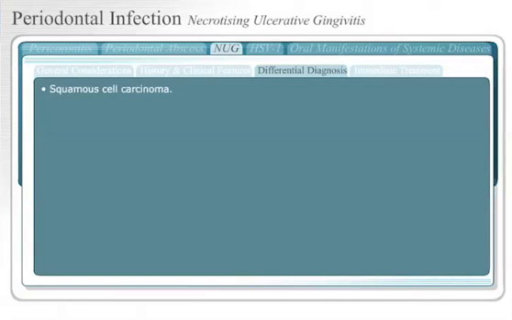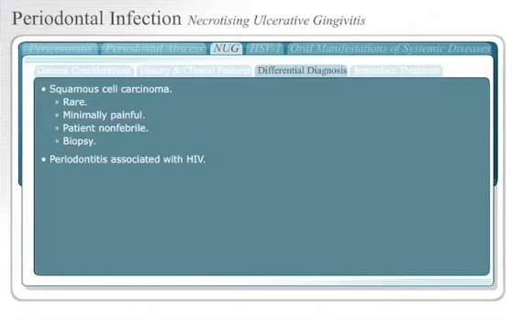Squamous cell carcinoma of the gingiva is a rare entity, but can resemble necrotizing ulcerative gingivitis. It differs from necrotizing ulcerative gingivitis in that it may only be minimally painful and the patient is non-febrile. Biopsy is necessary to confirm this diagnosis.